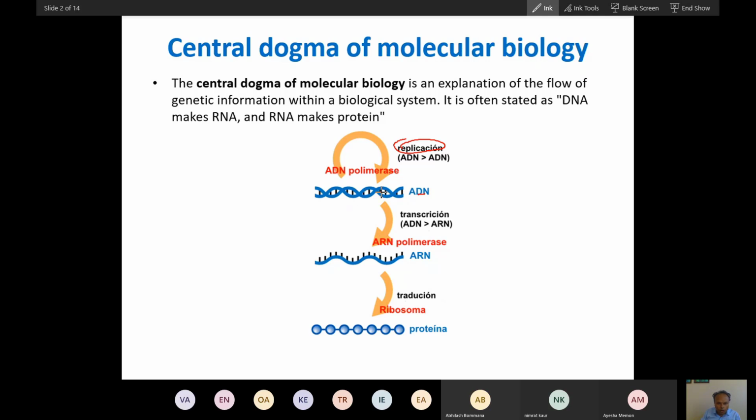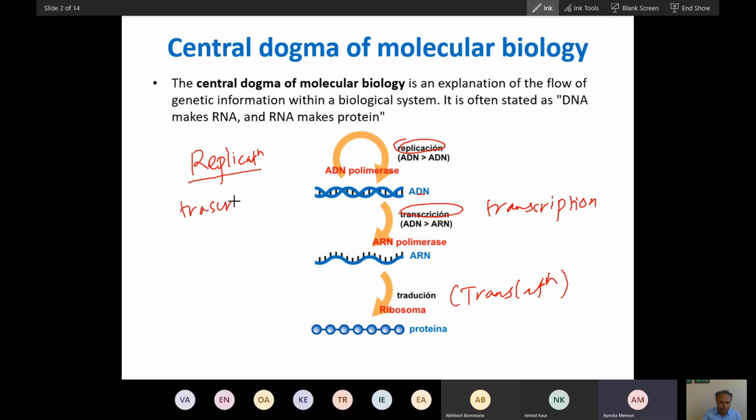Now from DNA, RNA is synthesized. What is this process called? Transcription. And from this RNA, what happens? Protein is synthesized. What is this process called? Translation. Did you understand? Yes, sir. Replication, transcription, and translation.